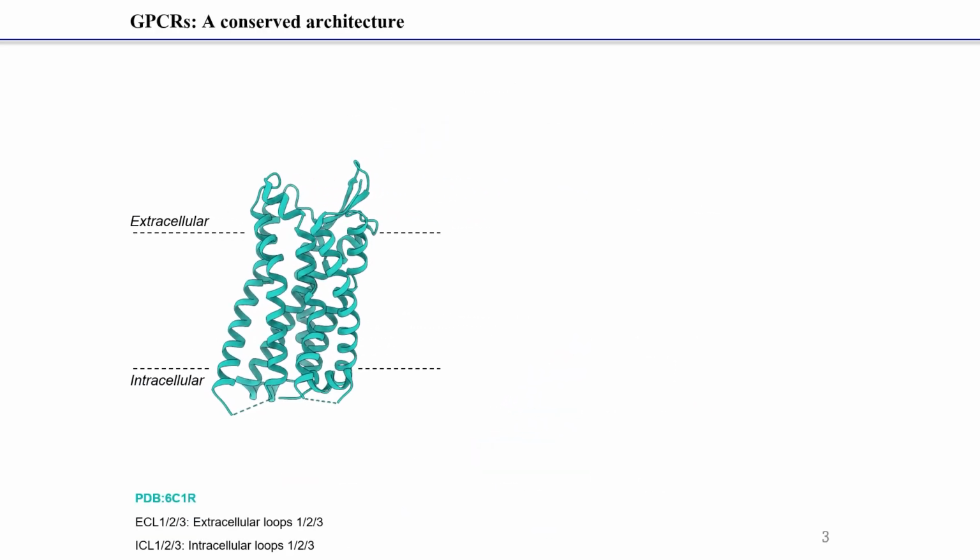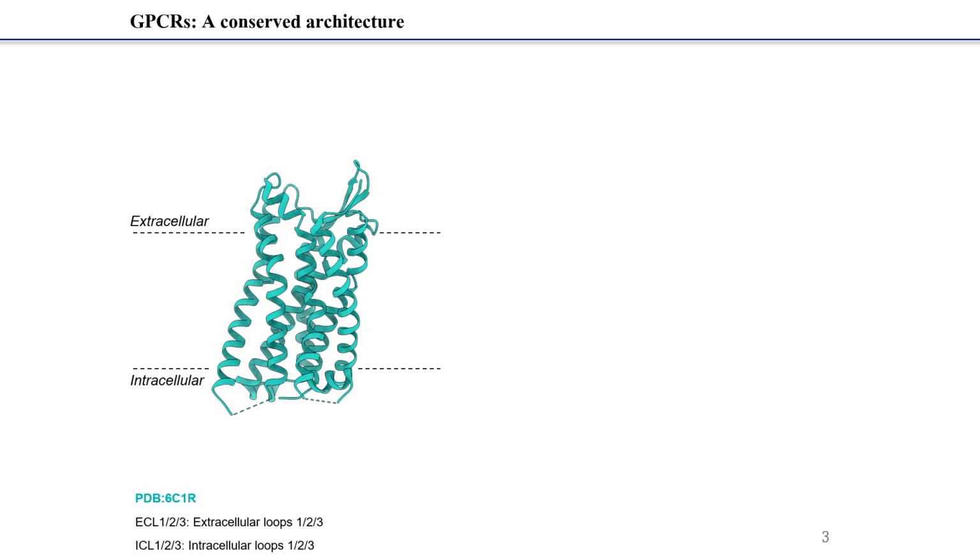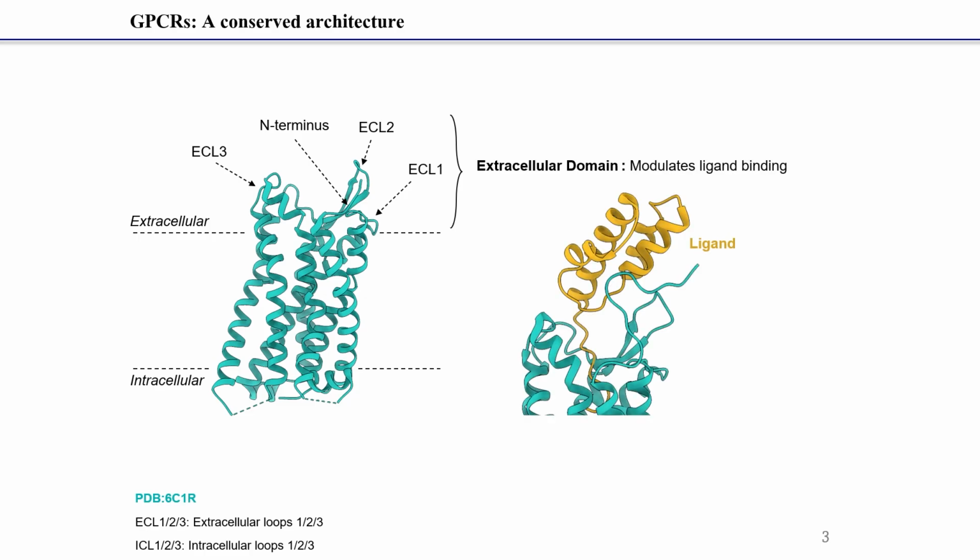Interestingly, despite comprising of such a large number of members, GPCRs are characterized by an overall conserved architecture. They have 7 membrane spanning helices, which are connected on the extracellular and intracellular side by several loops. So the extracellular loops along with the N-terminus of the receptor constitutes the extracellular domain, and this mediates the binding of the receptor to the ligand.